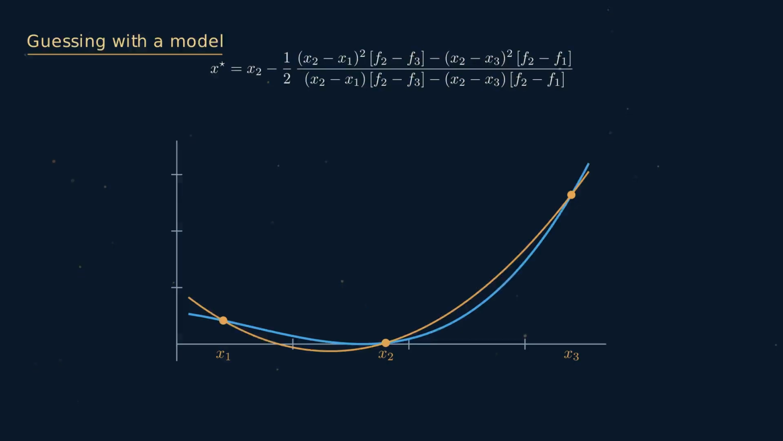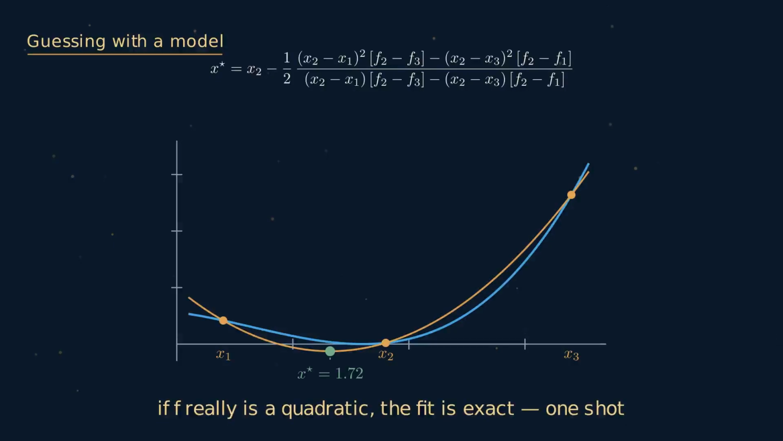It looks heavy, but it is only the vertex of the fitted parabola, written in terms of the 3 points and their values. The vertex lands at about 1.72. The true minimum of this curve sits at 2, so one fit gets us close but not exact. Keep the 3 best points, fit again, and it tightens fast, far faster than chopping intervals ever could. And if the function happens to be an honest quadratic, the parabola is not an approximation at all. It is the function, so the very first jump lands on the exact minimum.